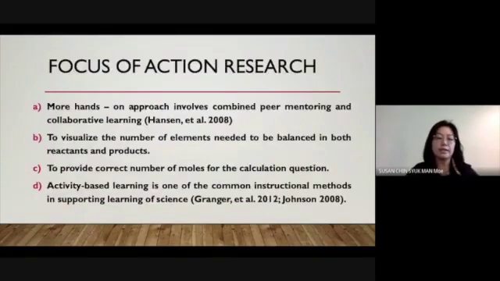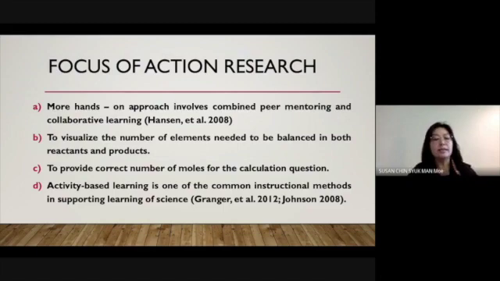The focus of my action research is a more hands-on approach involving combined peer mentoring and collaborative learning. We will do this in a group. Number two, to visualize the number of elements needed to be balanced in both reactants and products by using different color bits. Number three, to provide the correct number of mole for the calculation questions, as we found out that if students are not able to balance even a simple chemical equation, it is going to disturb the following questions in SPM. They are going to lose the marks just like that.